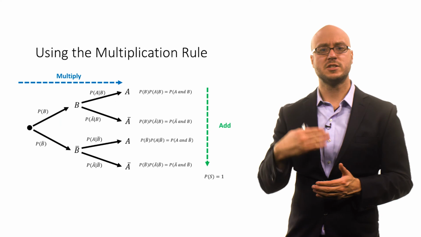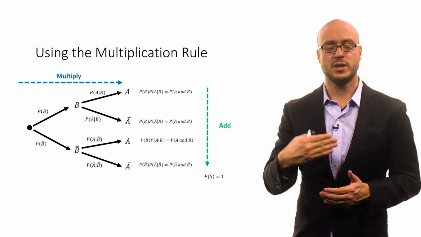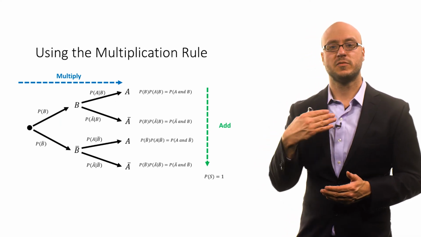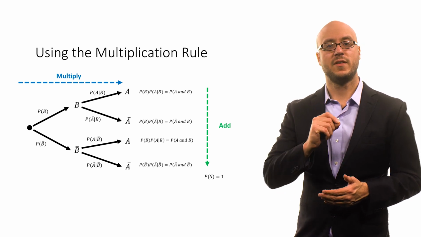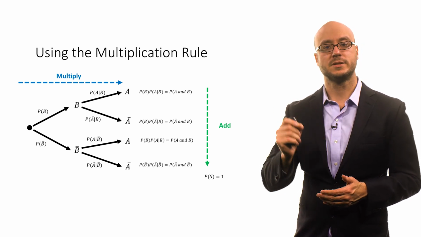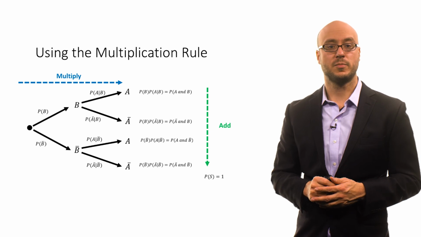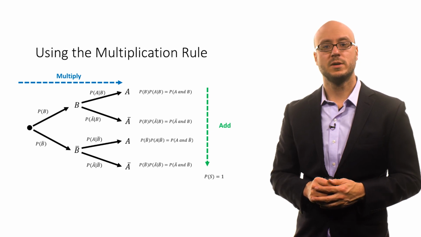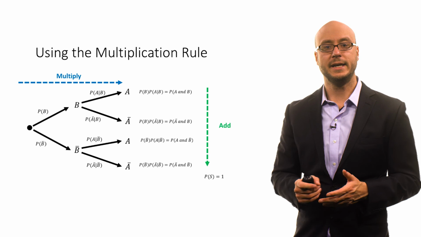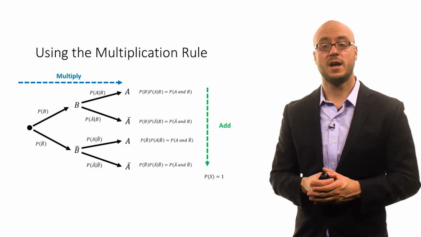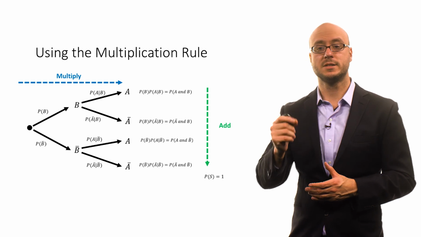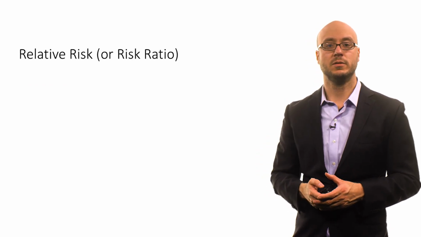Some people also find it useful to write out and visualize the multiplication rule in terms of probability trees. The idea behind a probability tree is that you can find different probabilities conditional on other probabilities. So we can say, what's the probability of A given B? Well, you can find it with this kind of graph. You multiply across and you add as you go down.